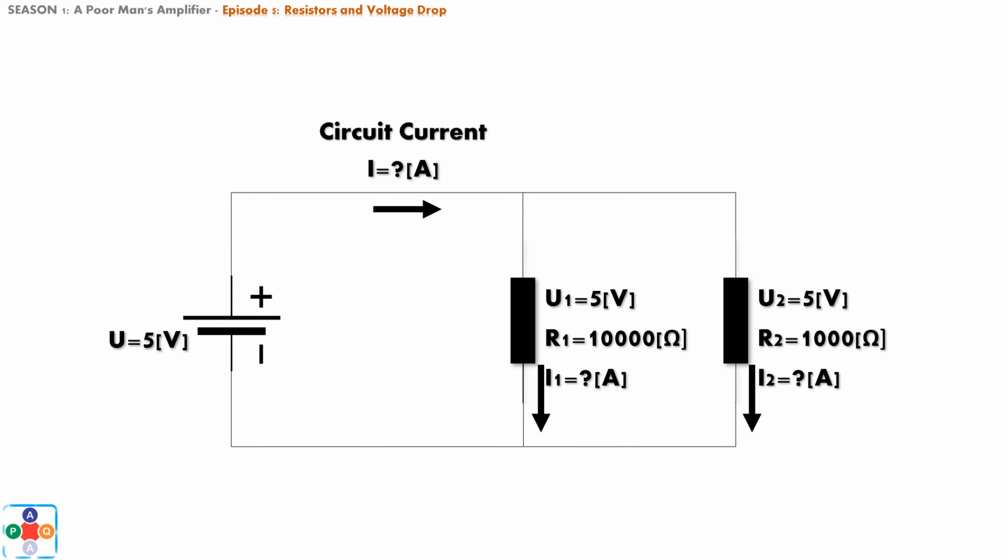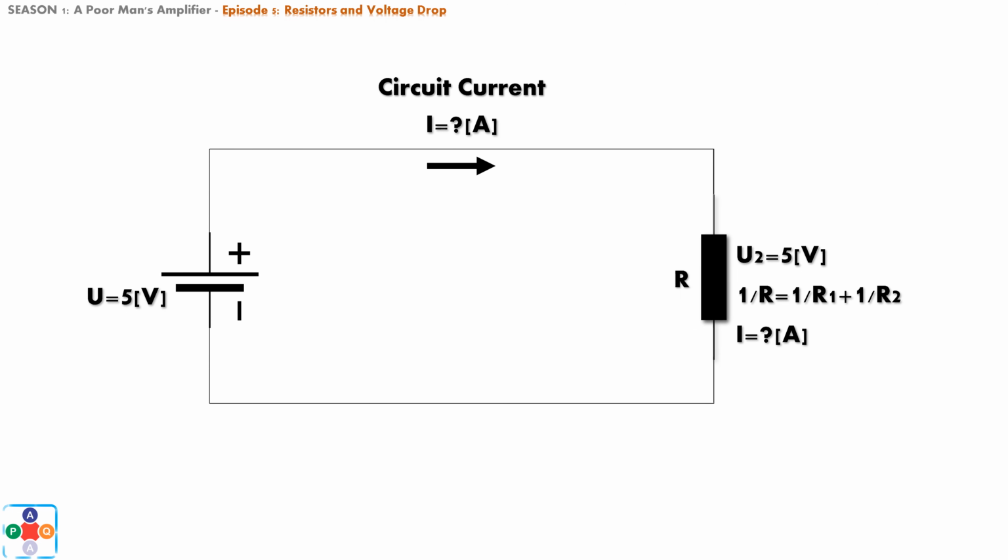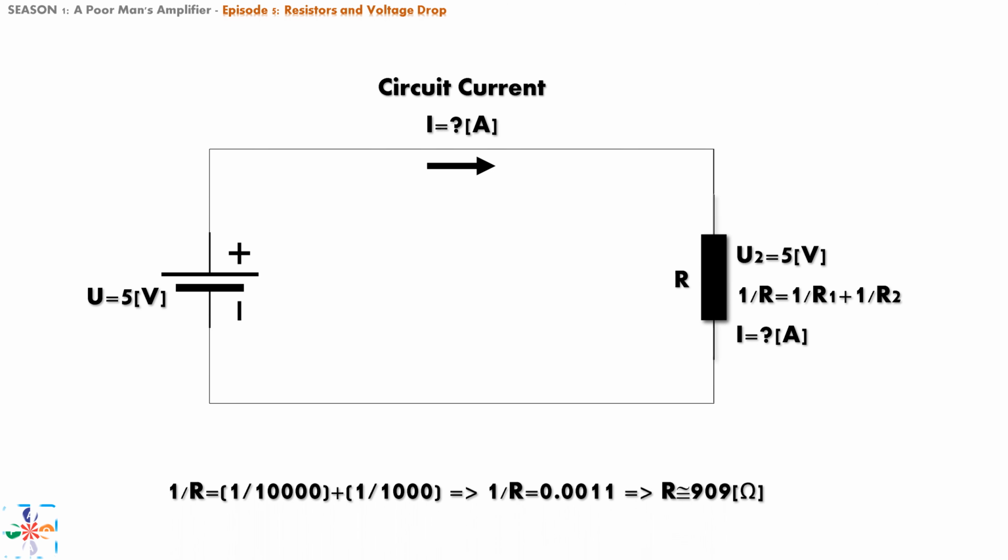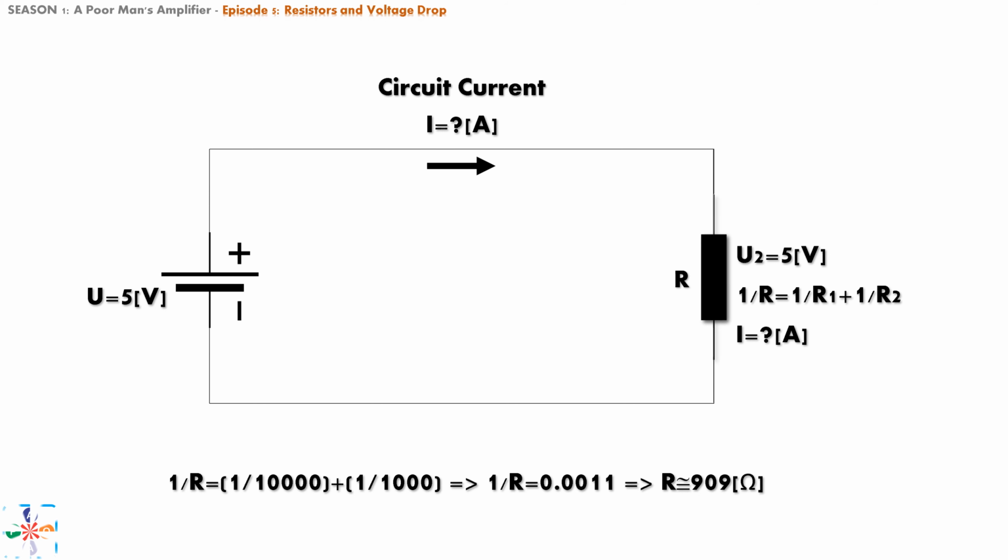As was the case with resistors in series, here, we will also draw an equivalent circuit, replacing resistors R1 and R2 with an equivalent resistor R. Now, the value of the equivalent resistor is given by the formula: the inverse value of the equivalent resistor is equal to the sum of the inverse values of each individual resistor. So, let's plug in the numbers. We know values for R1 and R2, so the equivalent resistor has an inverse value of 1 over 10,000 ohms, plus 1 over 1000 ohms, which gives us the value of the equivalent resistor of approximately 909 ohms.